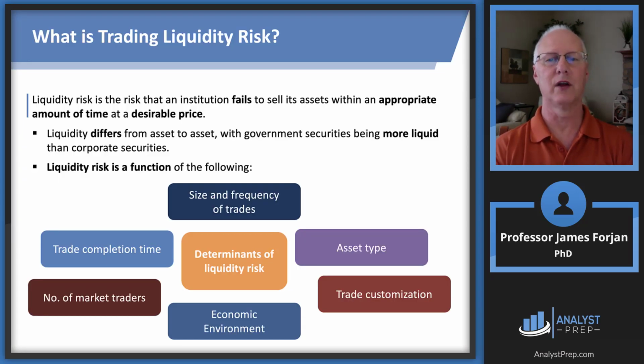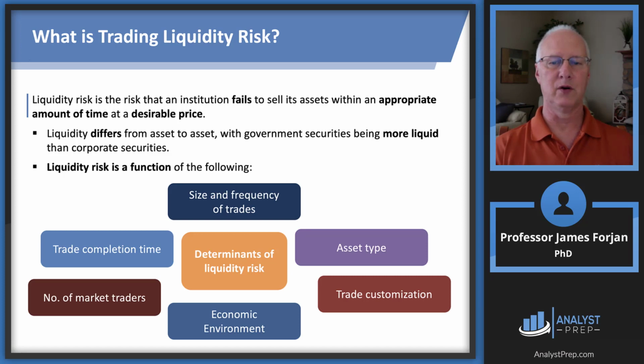So let's go ahead and start out like we do regularly with a pretty simple definition. Liquidity trading risk is the risk that an institution fails to sell its assets within an appropriate amount of time and at a desirable price. And of course, what follows there is because the institution has liabilities that are coming due. Of course, liquidity differs from asset to asset. U.S. Treasury securities are super liquid, and maybe a bond issued by a company that has a CC rating probably has substantially less liquidity.